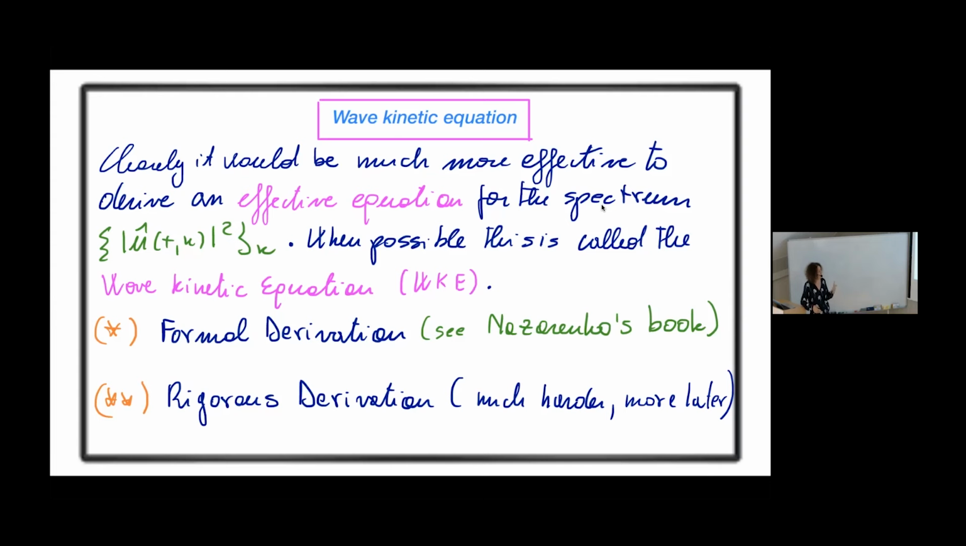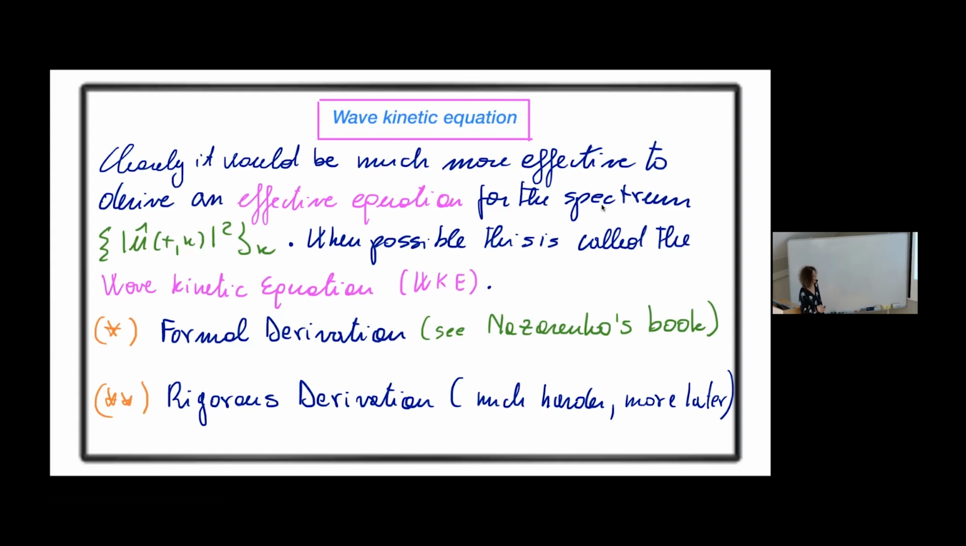And there is a derivation, for example, you can read of it, and Jalal also gave you an idea. In Nazarenko's book, it's done in a slightly different way, but the end product is always the same. And I'm going to actually present for you the idea of Nazarenko on this derivation. And then, of course, there is the rigorous derivation, much harder than what Jalal was mentioning before, and I will talk about that as well.